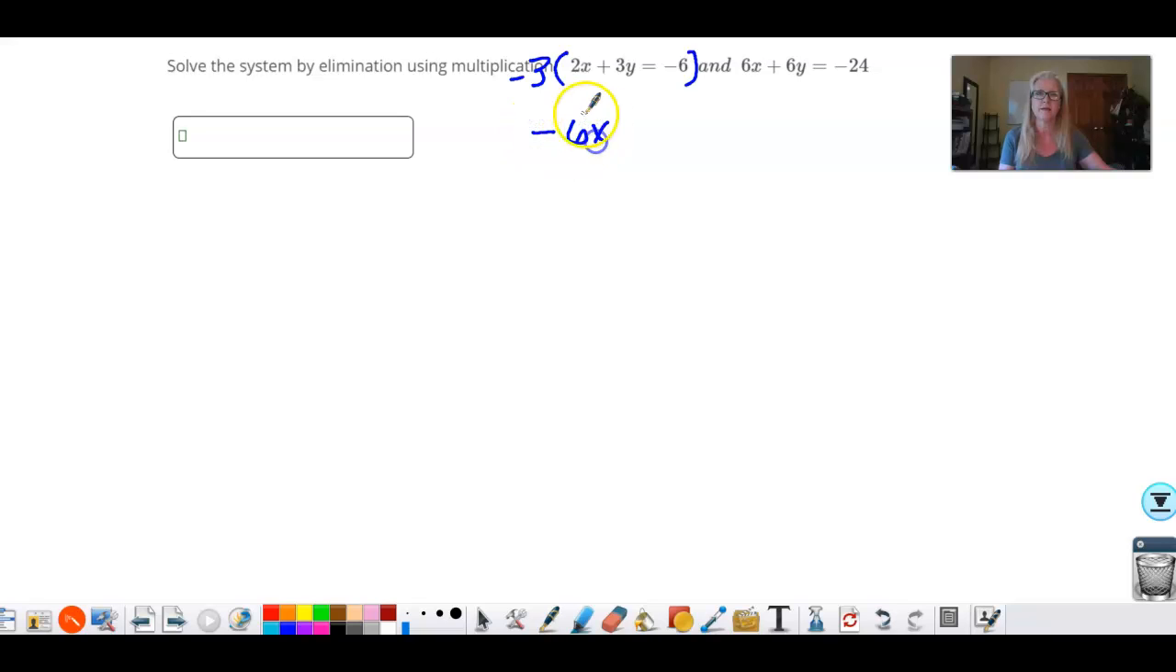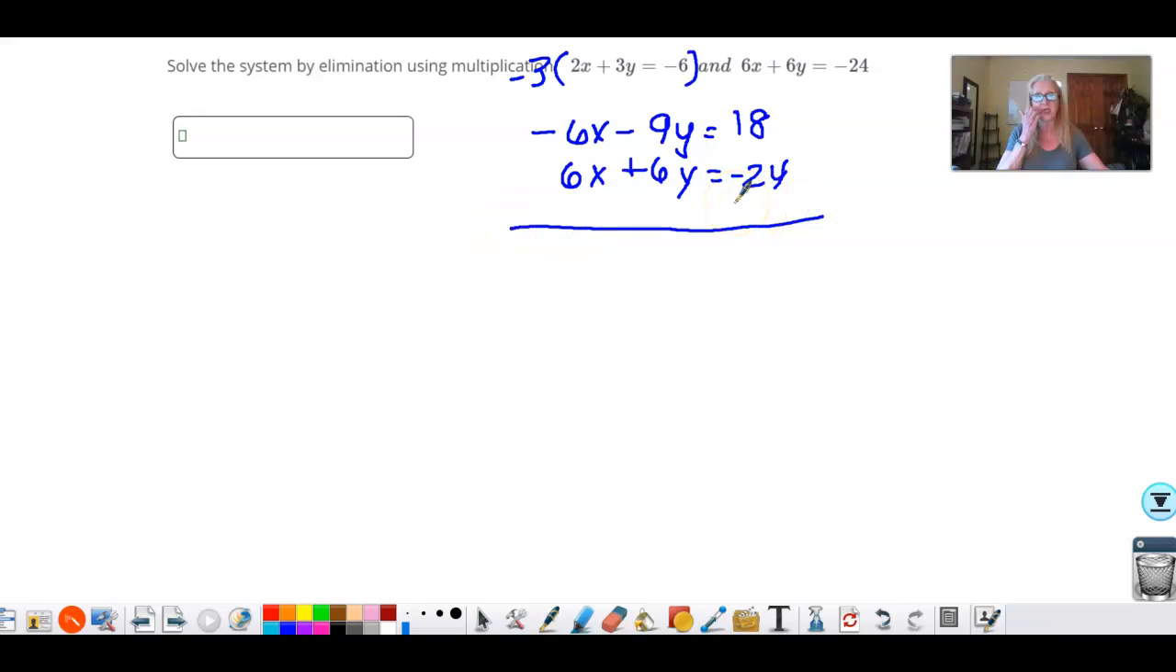Negative 6x minus 9y equals positive 18. The other equation is 6x plus 6y equals negative 24. When I add these two together, these 6's drop out, and this gives me negative 3y equals negative 6. Ooh, that's messy. Dividing both sides by negative 3, I get y is 2.